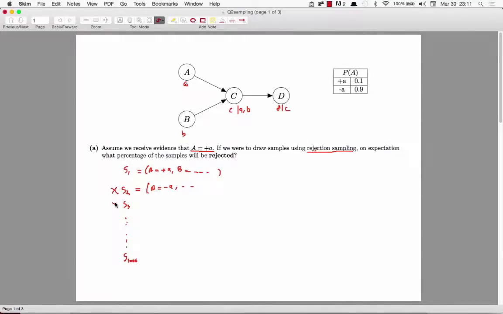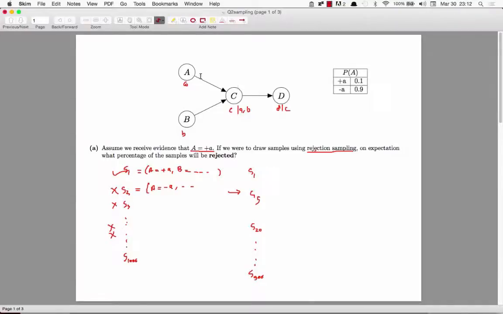And similarly, maybe S3 also got rejected, and along the way a lot of samples get rejected and some get selected. So you first sample from the base net without looking at the evidence, and then you just reject the samples which are inconsistent with the evidence. This then gives you a set of, say, good samples, say S1, S5, S20. These are the samples that remained after filtering things out. So this was a brief review of rejection sampling. And in this case, the evidence is A equals plus A, and this is what the base net looks like.